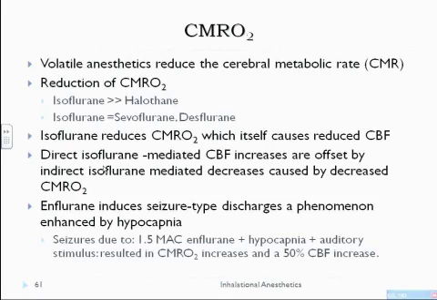On the other hand, enflurane produces seizure-type discharges, which are significantly enhanced with hypocapnia. So what you'll see is if you give 1.5 MAC of enflurane plus hypocapnia, and then you auditorily stimulate somebody, the person will start developing immediate seizure activity with a resultant increase in cerebral metabolic rate of oxygen consumption and a 50% cerebral blood flow increase, which follows with it. You can imagine ICP pressures shooting upwards in that individual.